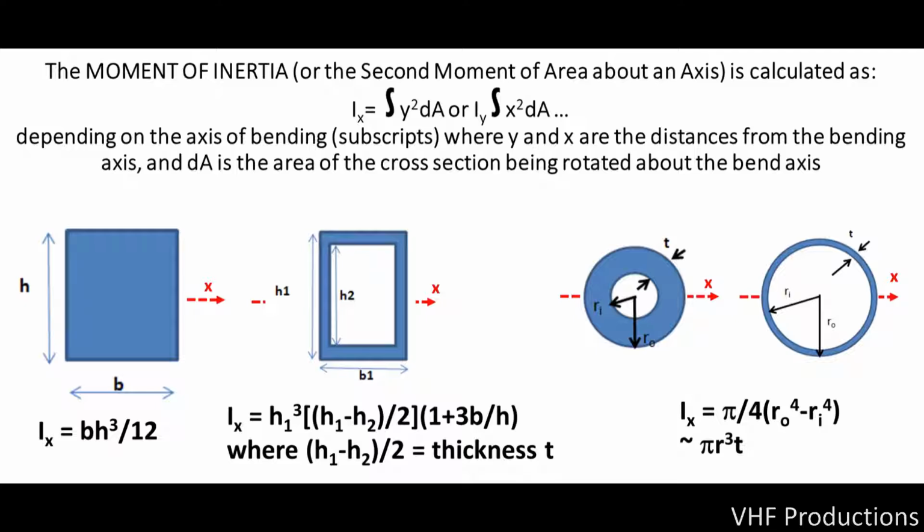For the case of the circular cross-sections, the equation is the same for both geometries shown here. The moment of inertia is equal to pi divided by 4 times r_o to the 4th power, where r_o is the radius to the outside of the cylinder, minus r_i to the 4th power, where r_i is the inside radius of the cylinder. This reduces to approximately pi times r cubed times t, where t represents the thickness of the wall, when that wall thickness is rather thin.